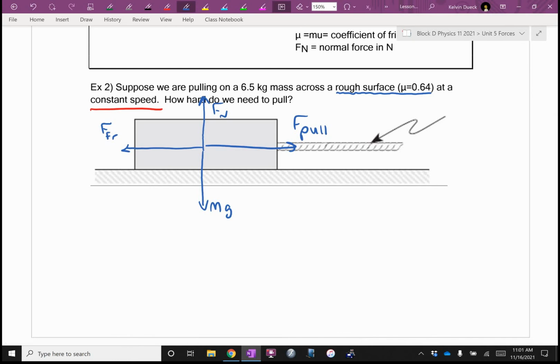Normally, I would say who's winning, who's losing. But what two words do we underline? It's a tie. I think I can say this. What did they want me to find? F pull. Well, I can say F pull has to be the same size as friction. So I can't find F pull, but what I can find is how big friction is, and knock, knock, who's there? That'll be the same size as F pull.